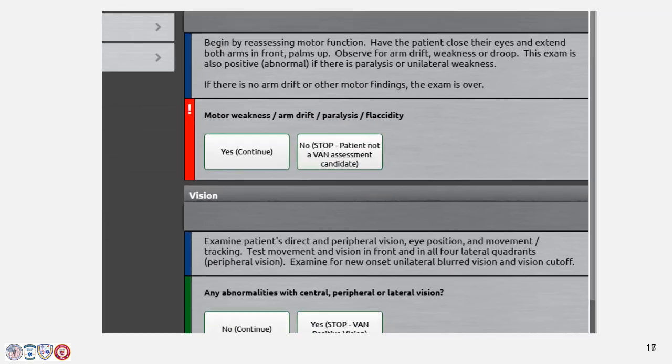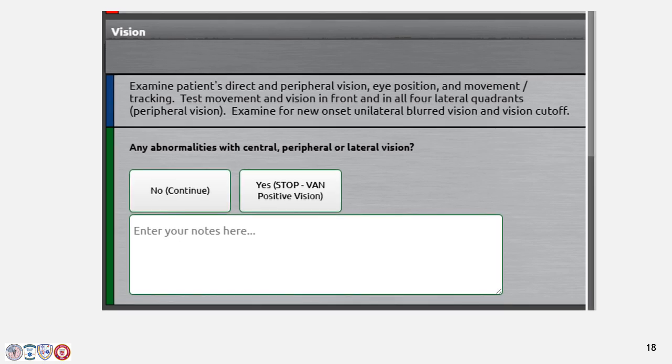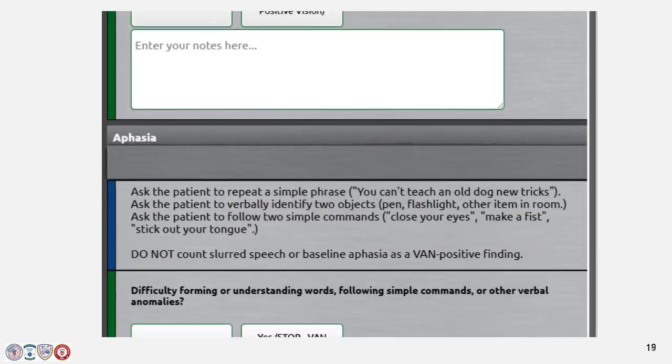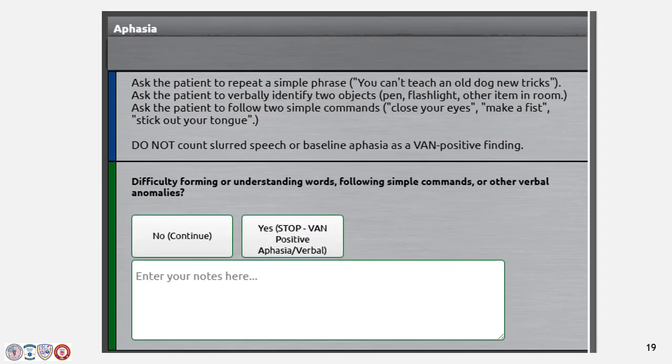Vision is testing direct and peripheral vision, eye position tracking, and then blurred vision, vision cutoff. Again, it's a yes/no question. There's a place for notes in there if you want to put them.